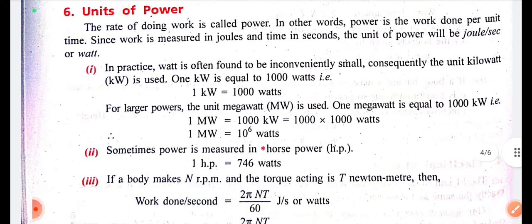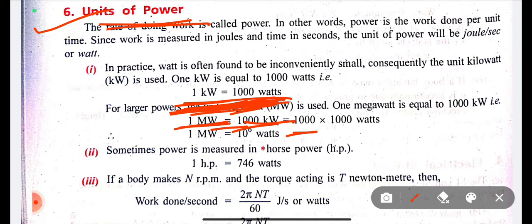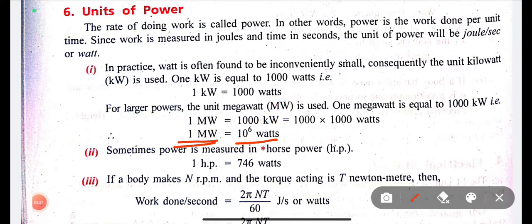Now the sixth point is units of power. First, 1 kilowatt equals 1000 watt, right? And mega means 1 megawatt equals 1000 kilowatt, and 1000 kilowatt means 1000 times 1000 watt. So 1 megawatt equals 10 to the power 6 watt.